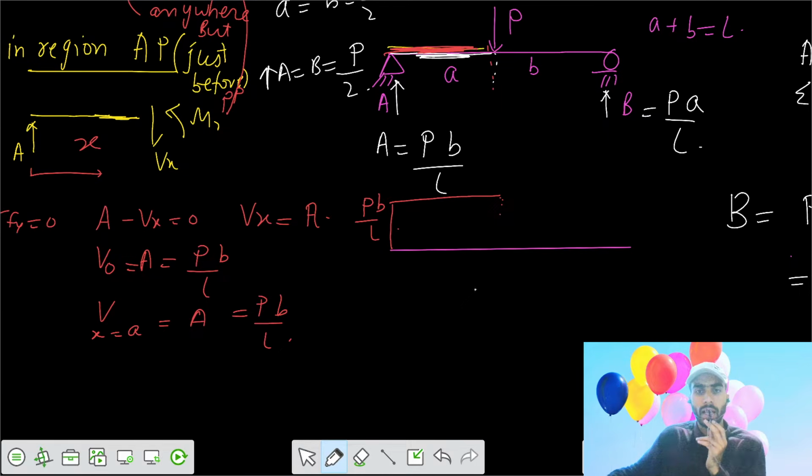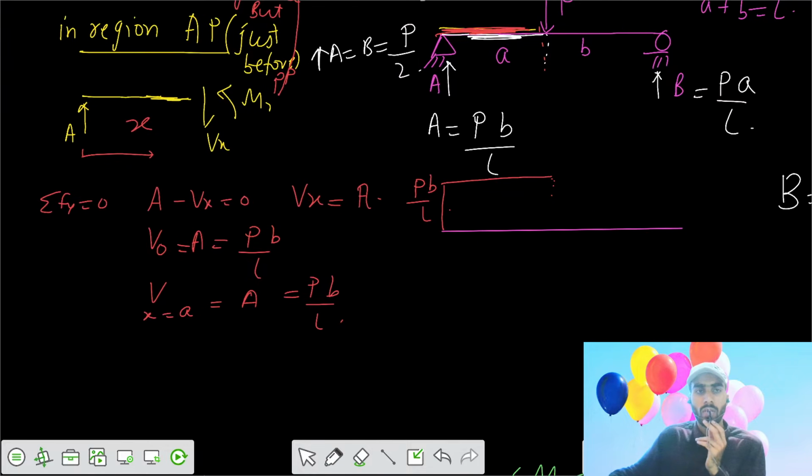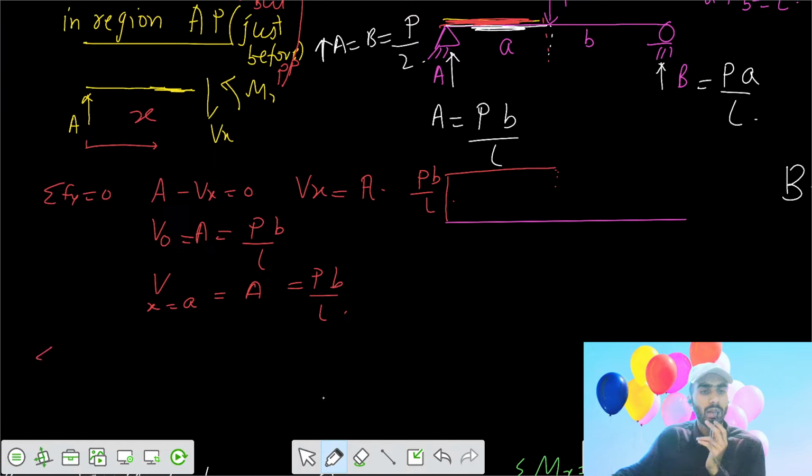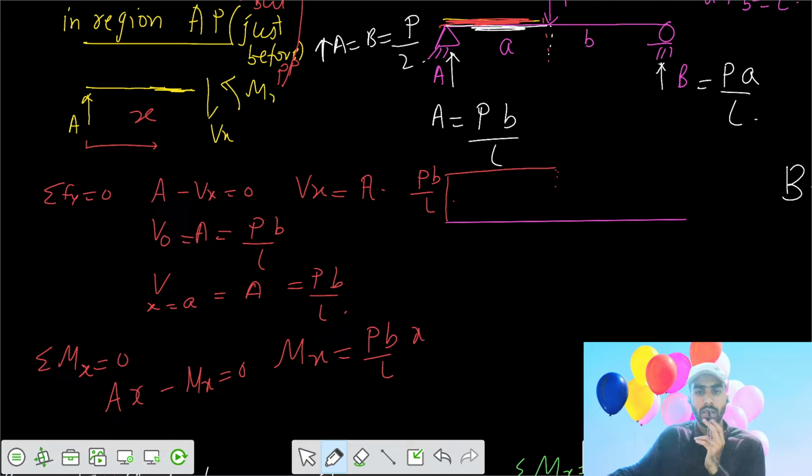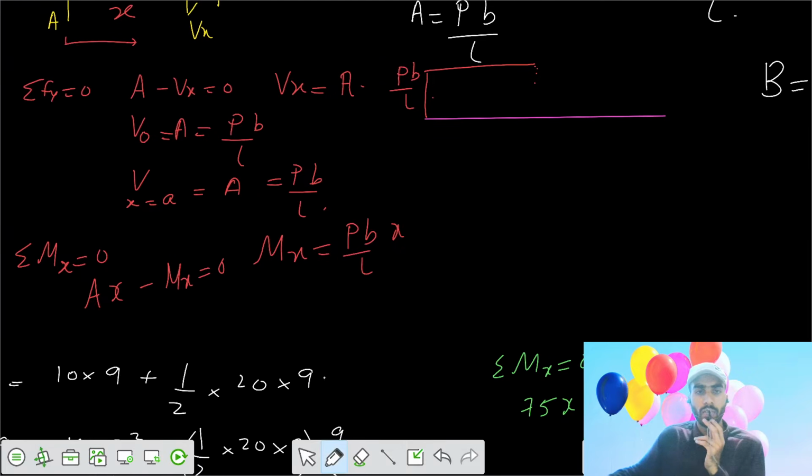Now we can also get the effect of P. Firstly, take the summation of moments at x. We can say A into x clockwise, minus the moment at x equals 0. So your moment at x becomes A into x, and A was your Pb by L, so Pb by L into x. So we can plot the variation of bending moment also.